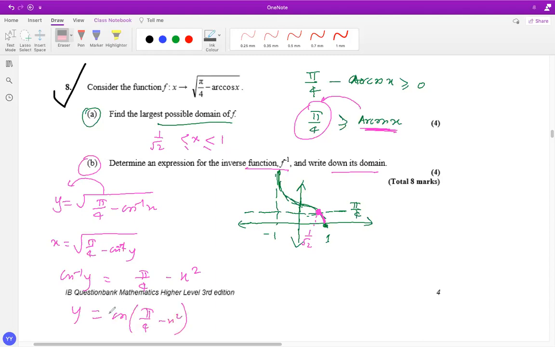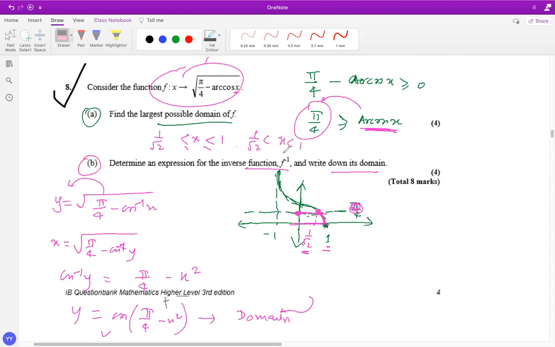This is the general function, but we have to specify its domain and range very explicitly. Since we know that the domain of the original function becomes the range for its inverse, and the range becomes the domain, we'll first find the range of the original function. The domain of the function that we're taking here is 1 over root 2 to 1.